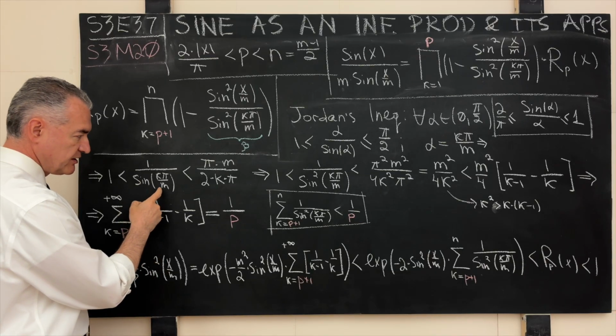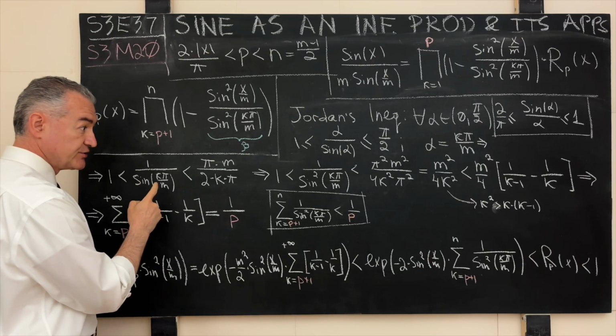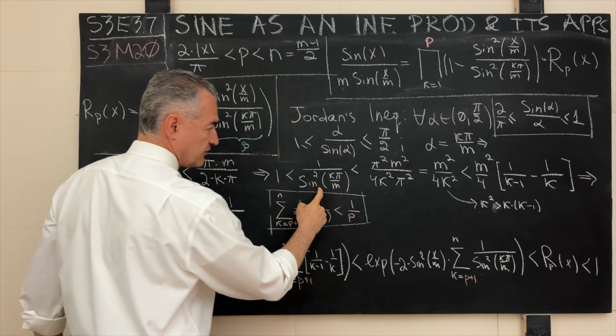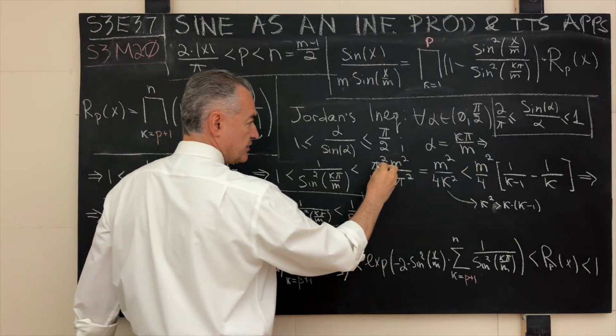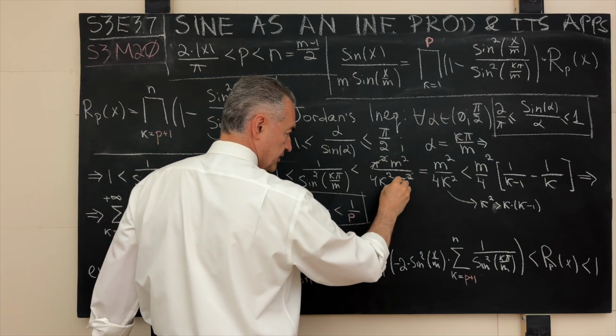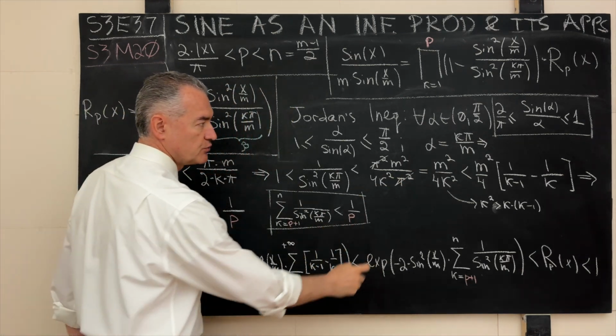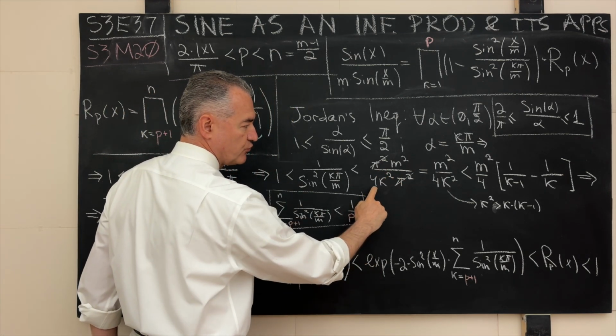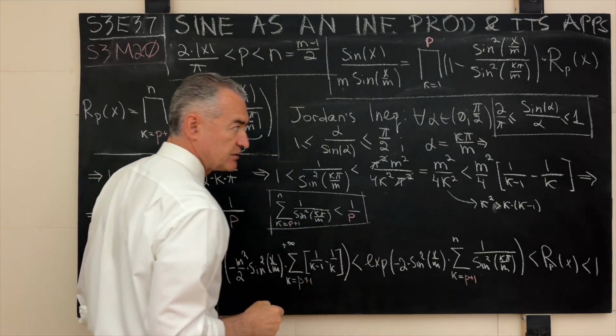So multiply this inequality by itself. Produce a square of this guy. So what do we have here? Well, again, at this point, pi squared and pi squared cancel out. And what do we have? M squared in the numerator, 4 times k squared in the denominator.